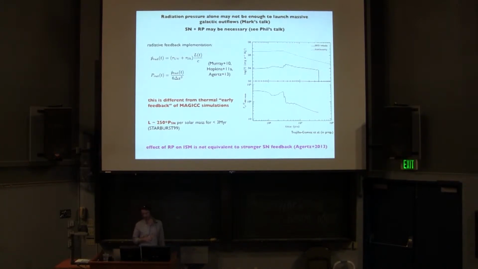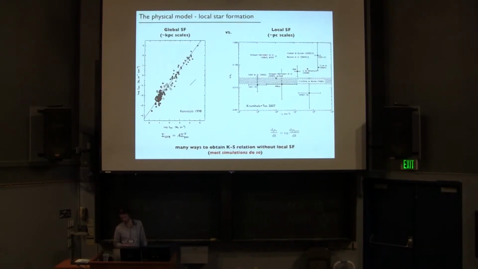Oscar Agertz looked at the comparison of these two approaches in a paper, and he concludes that you get a very different ISM if you put it in the form of energy versus pressure or momentum. The other ingredient that we have that's slightly different is the star formation. Most simulations worry about reproducing the Kennicutt-Schmidt relation at kiloparsec scales, whereas we do local star formation. So we form stars where gas is cold and high density at a constant efficiency that we take from observations, which is between 2 and 5%.